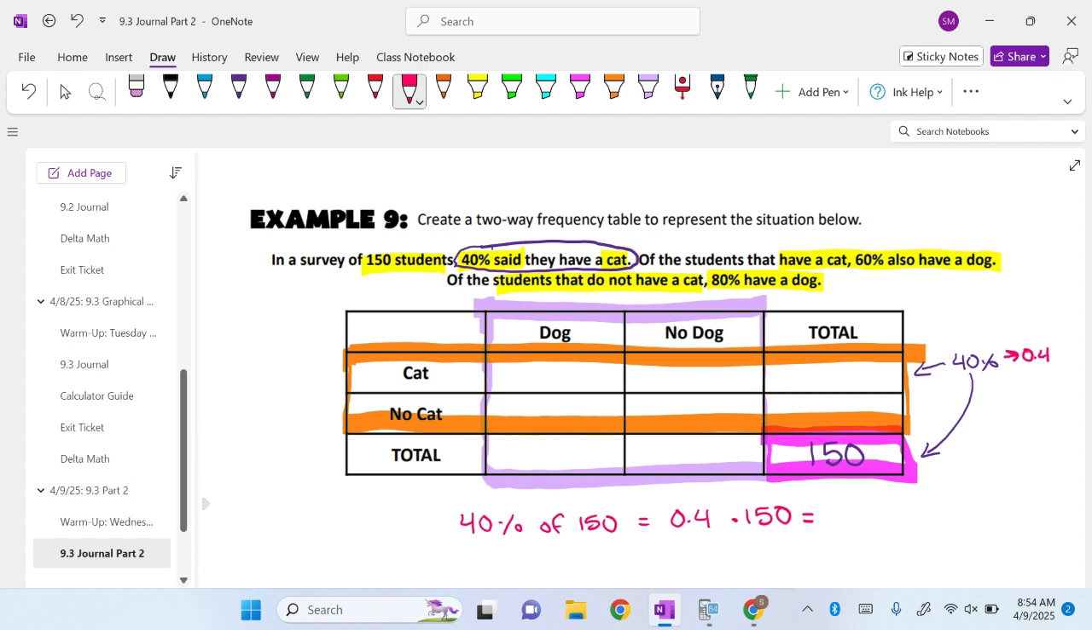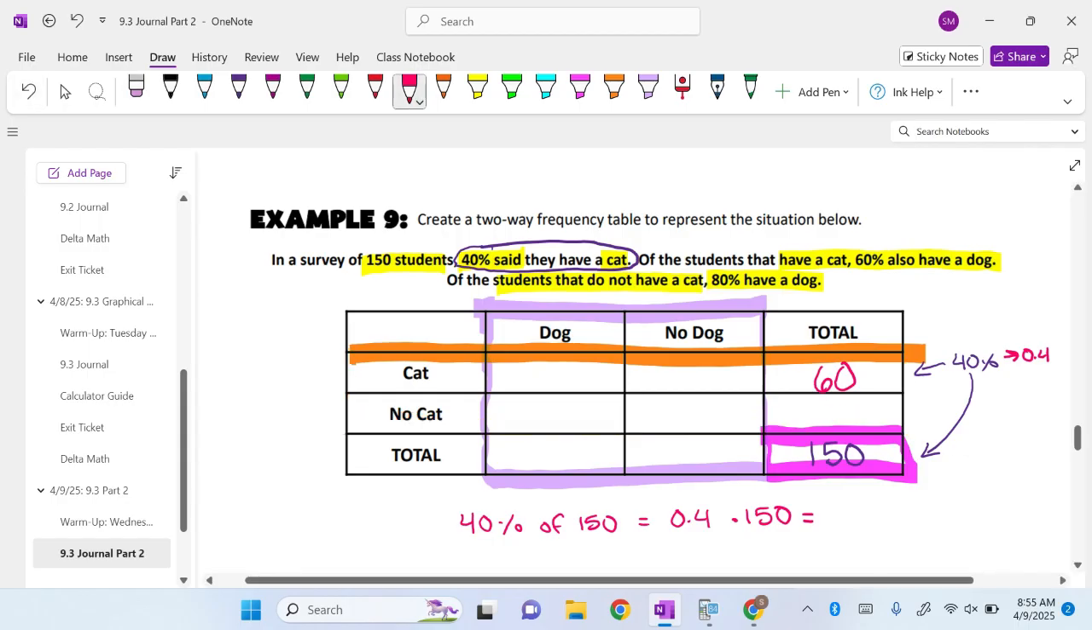So that means my total number of cats was 60. 60 people had a cat, which means how many people had no cat? So 60 people had a cat, 150 people total. How many people did not have a cat? 90. So just like that, we filled in 2 boxes.